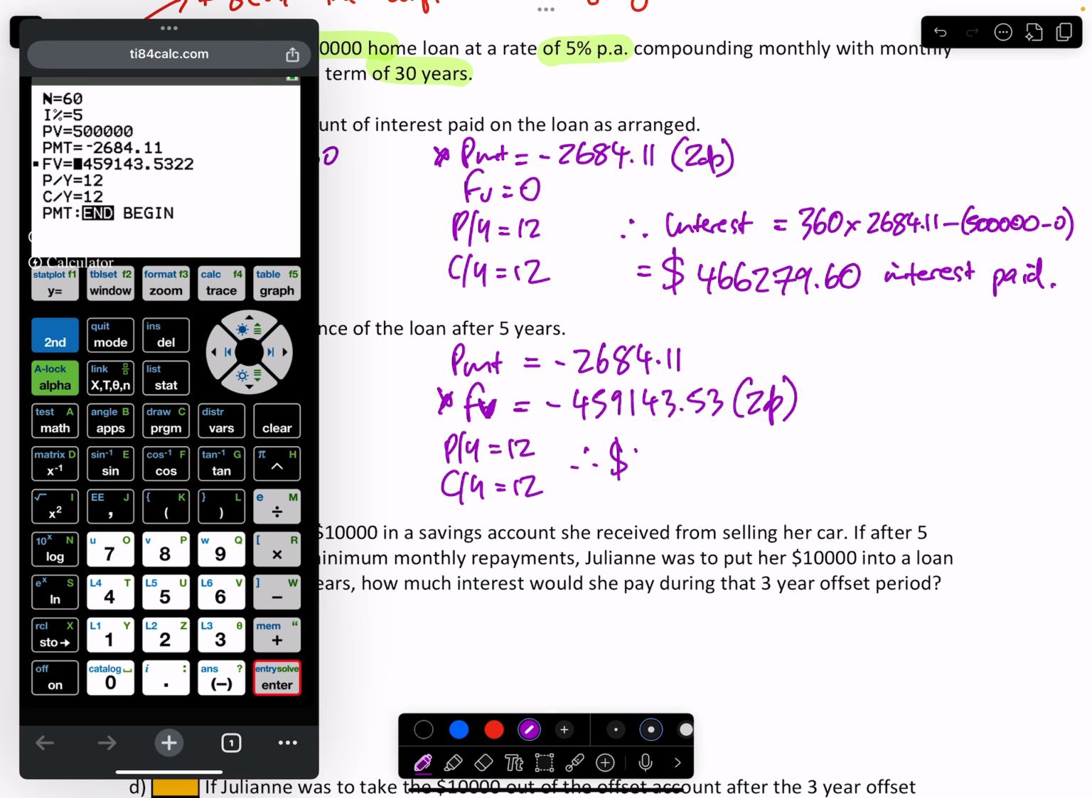Therefore, 459,143.53 remaining debt after 5 years.